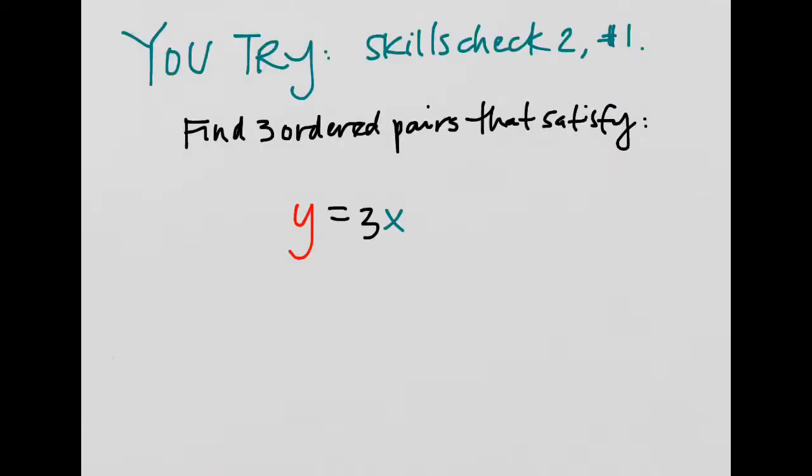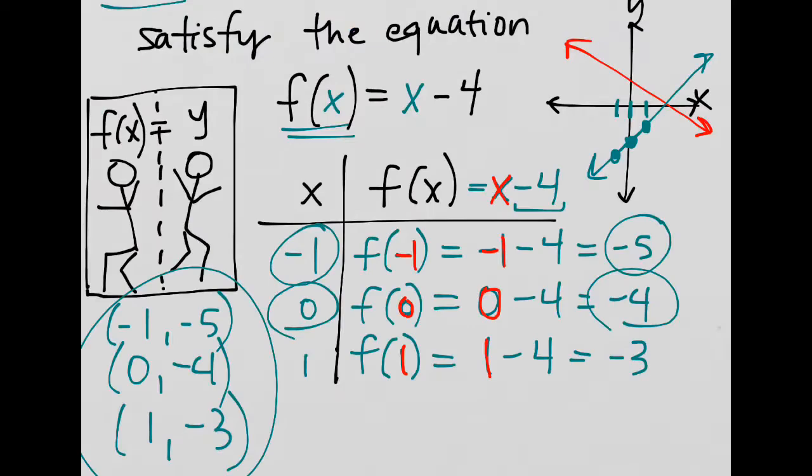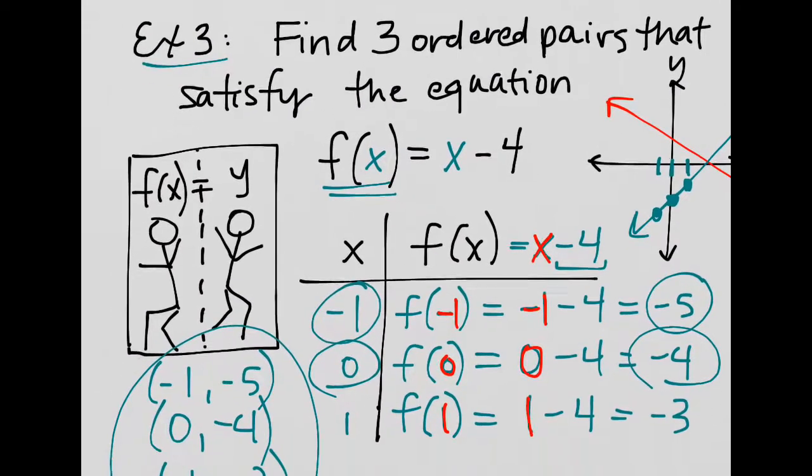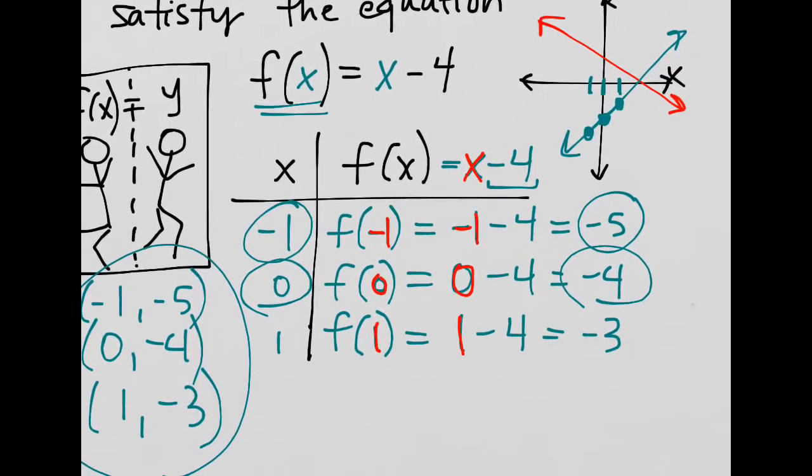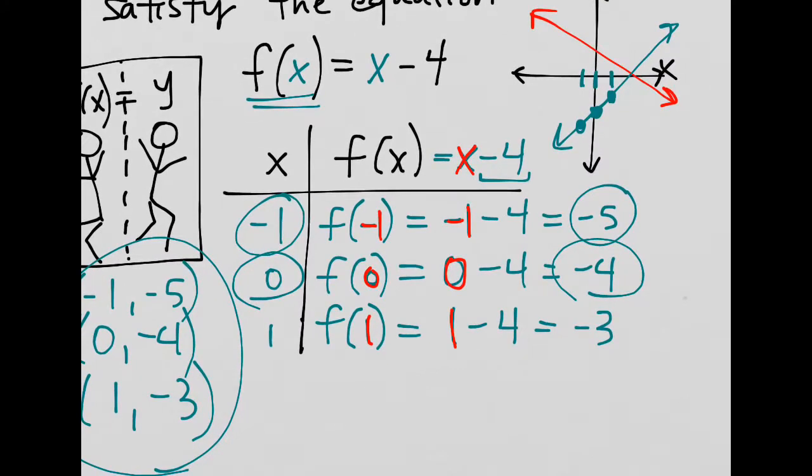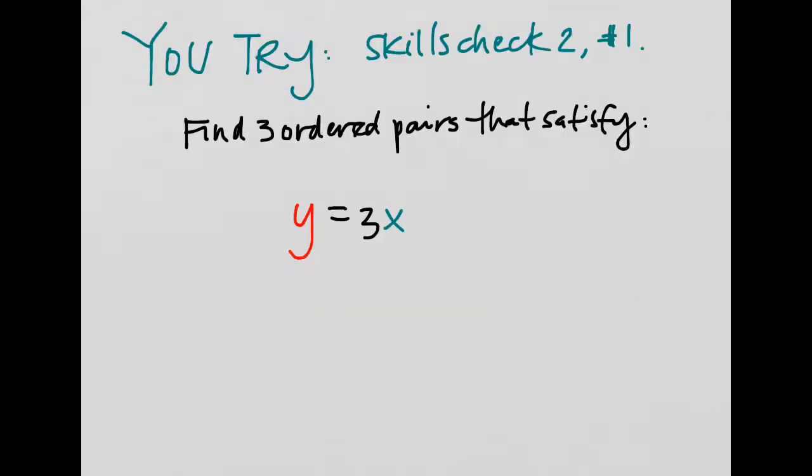Let's try, did I skip one by doing that? I guess not. Okay. I want you to try to make your own table, just try number 1 from skills check 2. This is your equation right here. So set up a table. I'll help you set it up first and then have you get started.